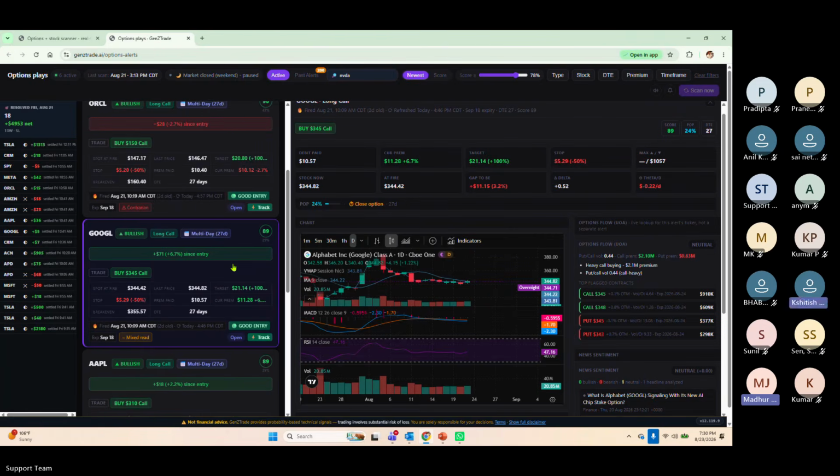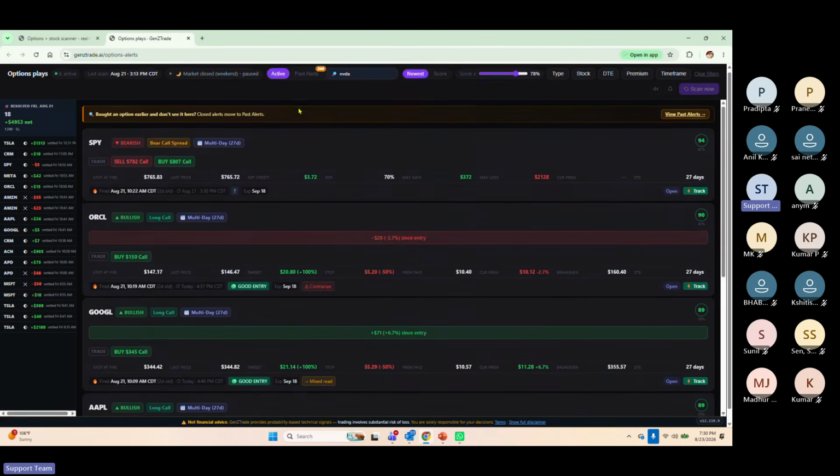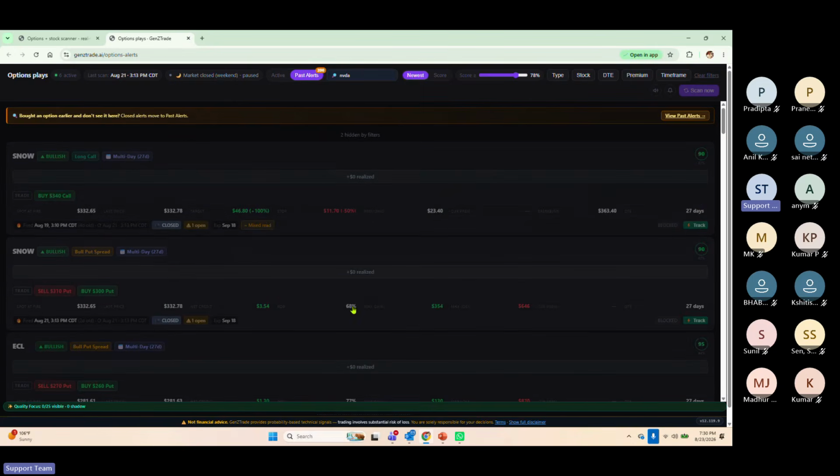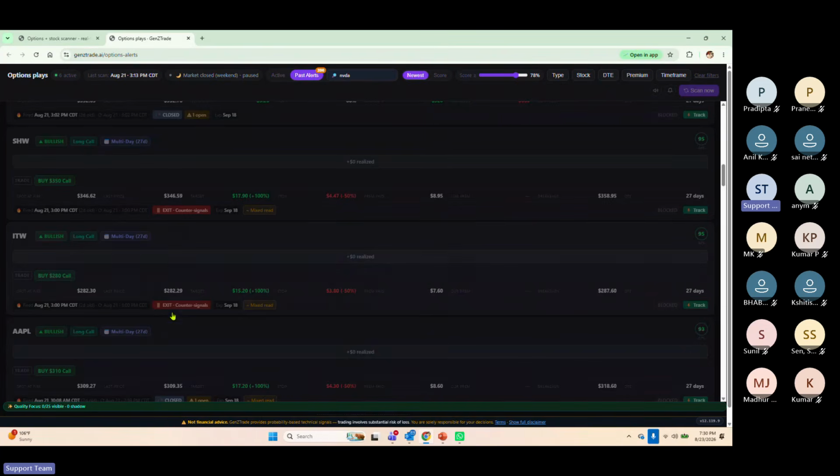Okay, good to know. So whenever the sentiment changes on an option, you will trigger the notification, right? You will see here, right now the market is closed, but if I go to the past alerts, I don't know if the past alerts will have the data. Let's see, it doesn't have. So normally in the past alerts you'll see, here for example, exit counter signal. So AITW, okay. The moment the system feels that I'm losing my confidence on this specific trade alert, it will ask you to exit out.